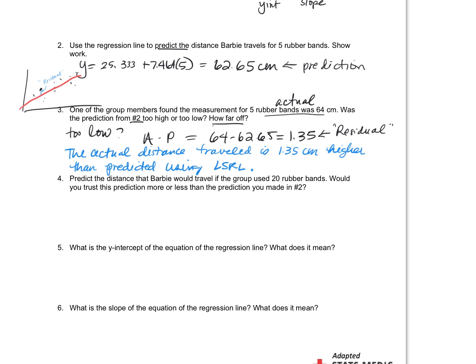All right, you ready for 4? All right, it says predict the distance that Barbie would travel if the group had used 20 rubber bands. All right, let's do that. So it would be, let's use that line again. Y equals 25.333 plus 7.464 times 20, right? Let's see what we get. 122.61 centimeters.